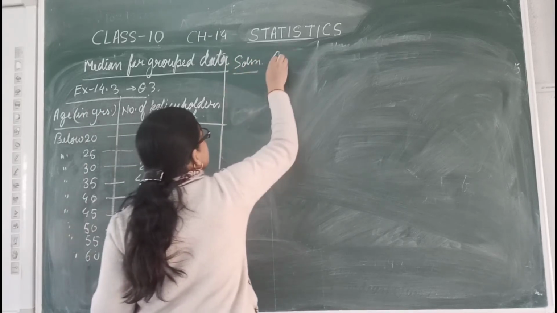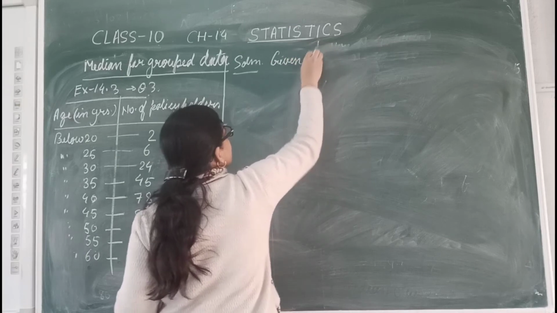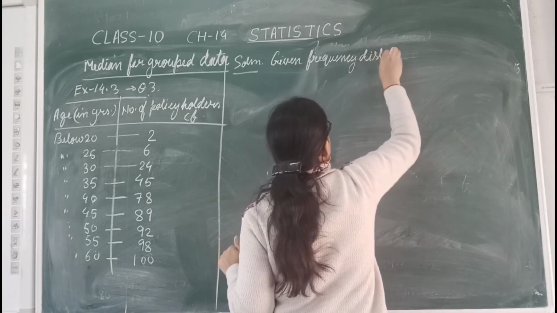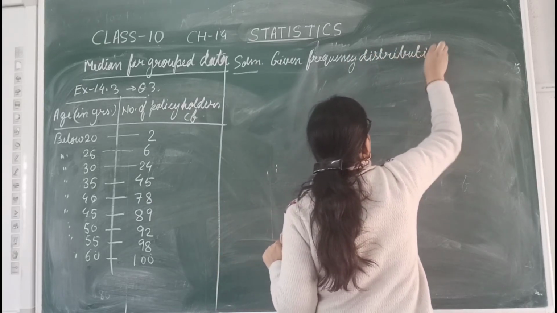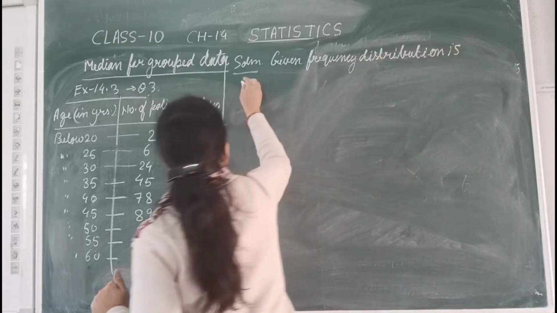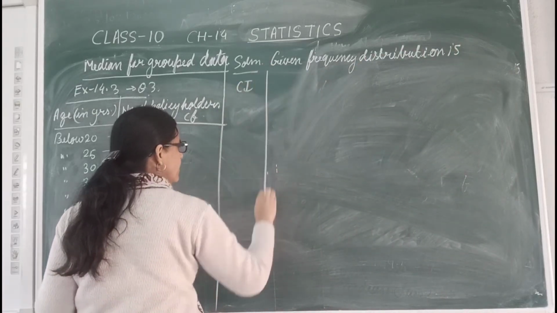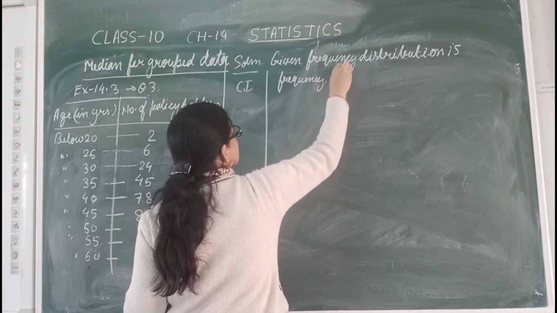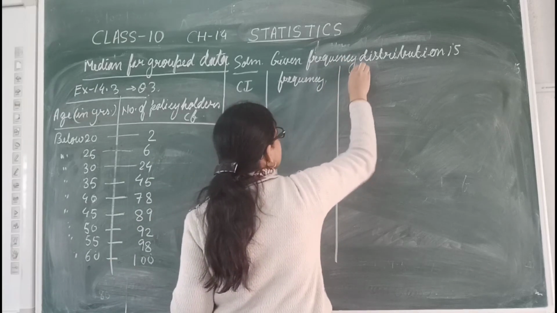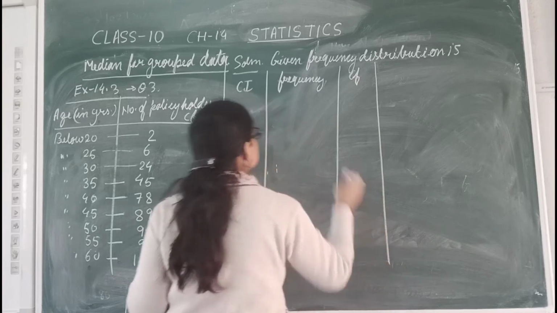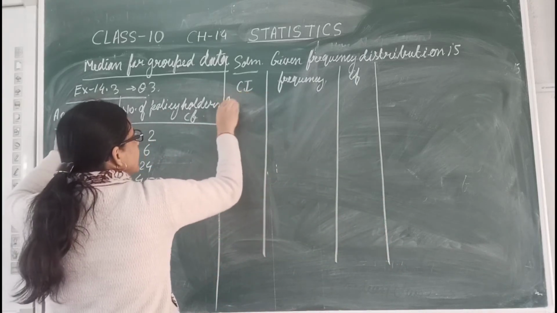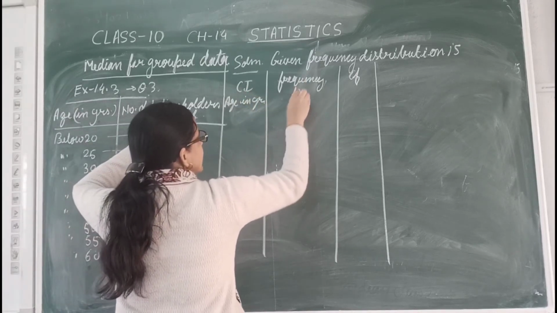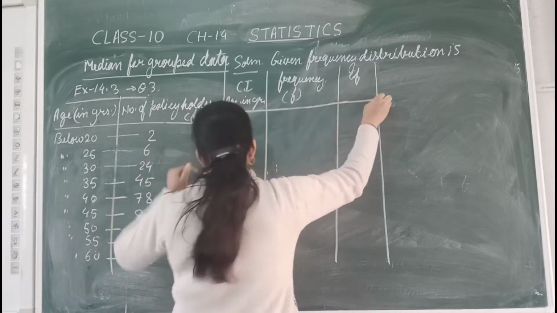Solution. The given frequency distribution is, now let us make the first column for the class interval, the second for the frequency, and the third for the cumulative frequency. And for class interval we will write age in years, frequency by F, and cumulative frequency I am denoting by C.